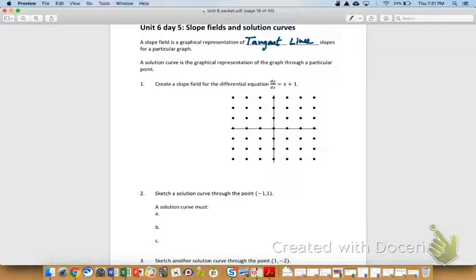A solution curve is another thing we're going to look at today. It is the graphical representation of the actual function we're trying to figure out through a specified point. So we're going to start off by making a slope field, and I thought I would do a couple of these for you, just to show you what's going on. I'm guessing you guys will pick up on this super quick, and you'll be able to do a lot of these on your own, especially on this first one. So when you look at that, you can see it's called a differential equation.